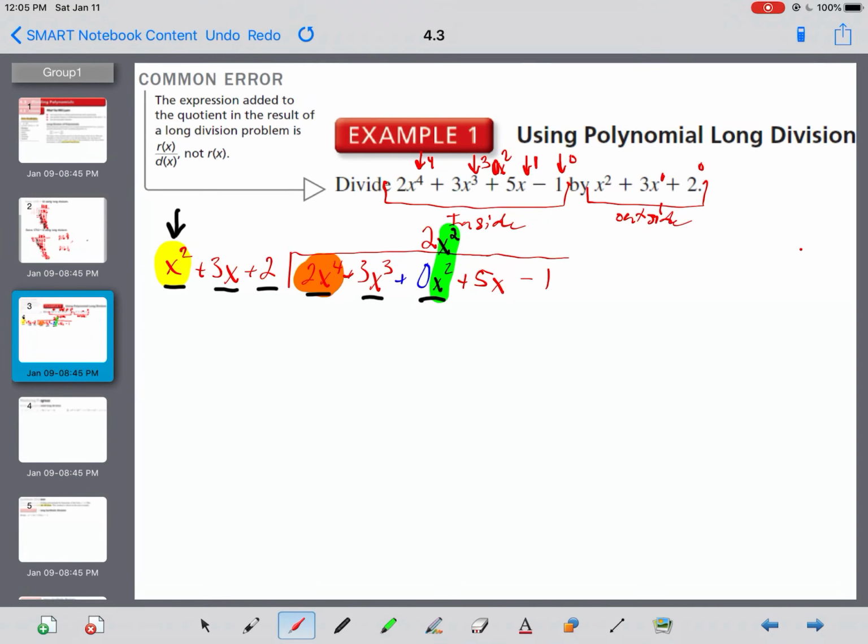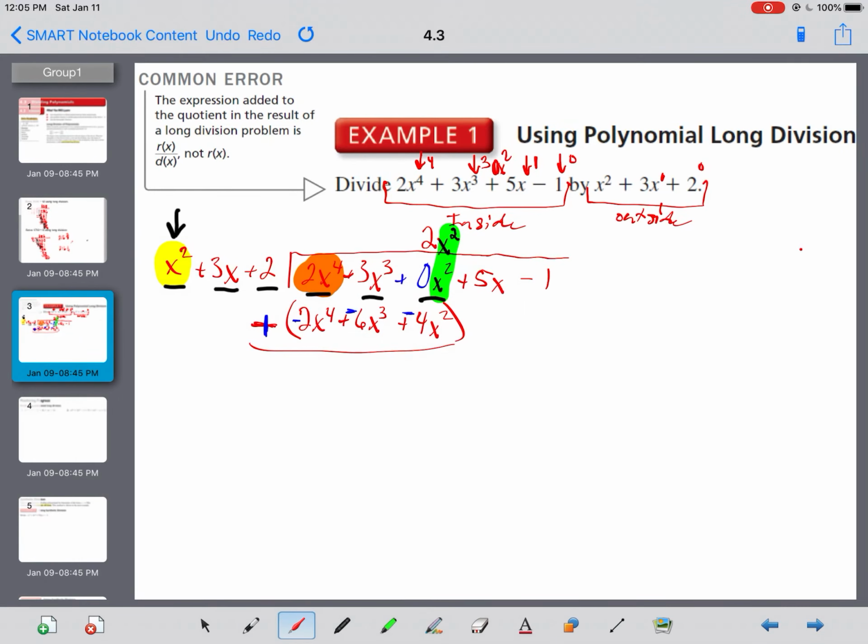So now we multiply it times all 3 parts and write it underneath. So 2x squared times x squared is 2x to the 4th. And 3x times 2x squared is 6x to the 3rd, and it's positive. And 2 times 2x squared is 4x squared. Now what we're going to do is subtract that whole thing. This is why we did adding, subtracting, multiplying first. When we subtract, remember, we're going to keep the top piece and change to plus, and we're going to change the sign of everybody inside. We're going to take them all away.